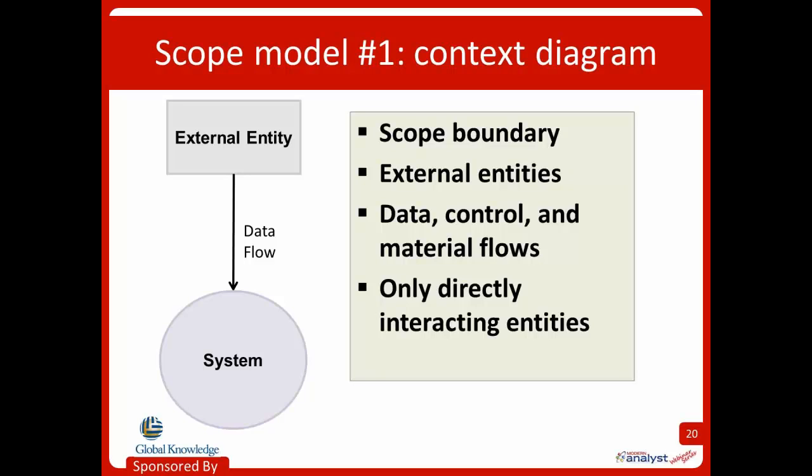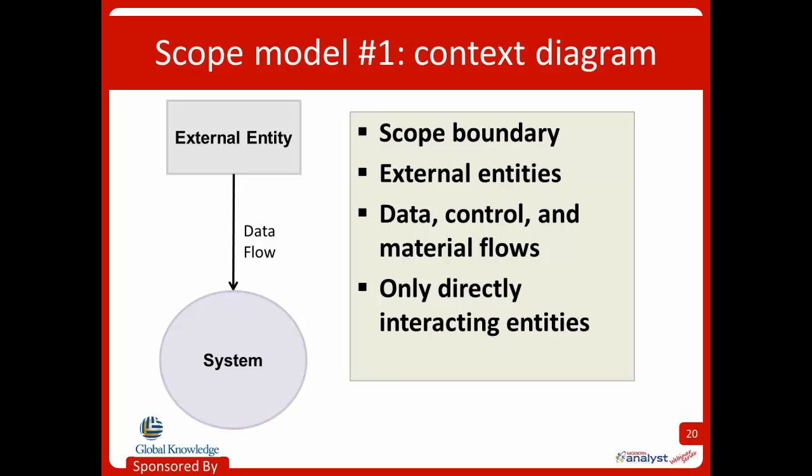Now, the boxes are your external entities. Those are the things that interface with the system, and they could be groups of users, they could be other systems, they could be hardware. And then the lines show data or physical objects that are flowing between your system and the external entity. The arrow tells you the direction of that flow. So in this particular case, we have data flowing from the external entity into the system.